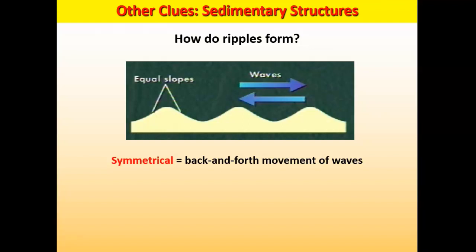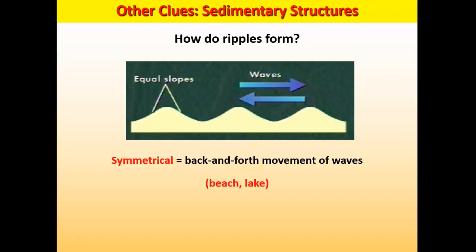Could be maybe a beach. Waves come up, waves come back, waves come up, waves come back. That's a reasonable interpretation for that. And that could, because sands can be in a lot of places, maybe help me with my depositional environment. Or even a lake. As the wind blows across the lake, it kind of sloshes up and back a little bit, can give me symmetrical. It tells me a back and forth motion.